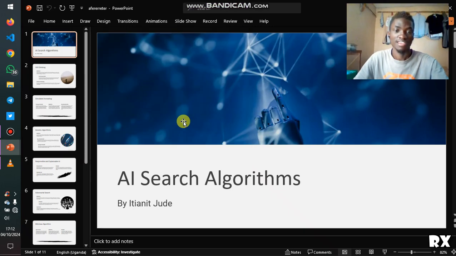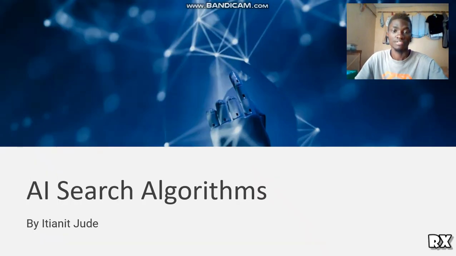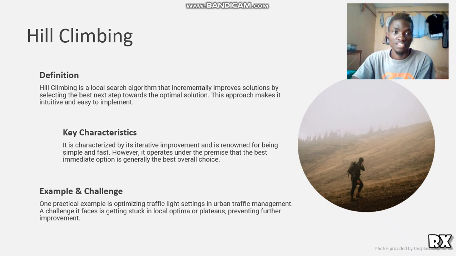Speak about the AI search algorithms. The first one I'll start with is hill climbing. Hill climbing is a local search algorithm that incrementally improves solutions by selecting the best next step.